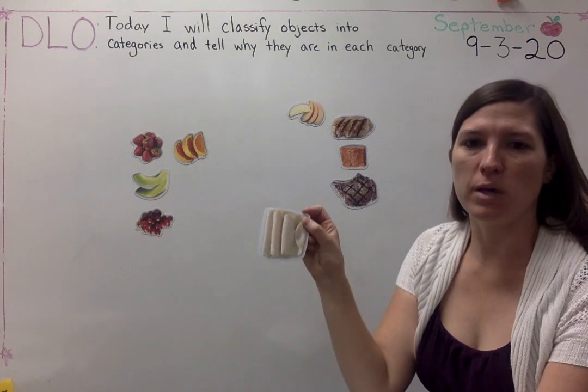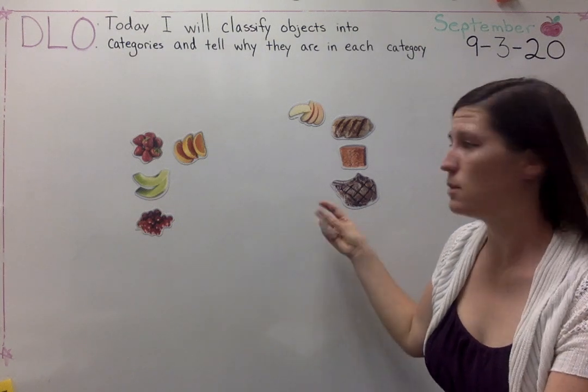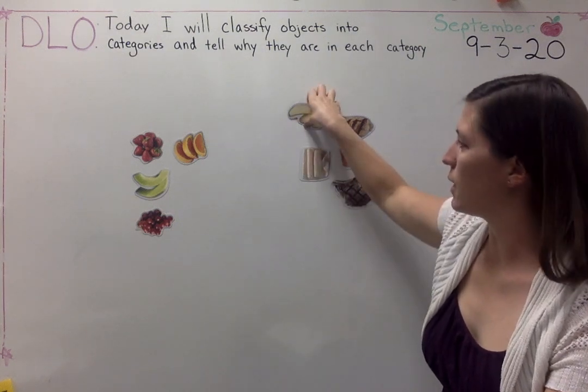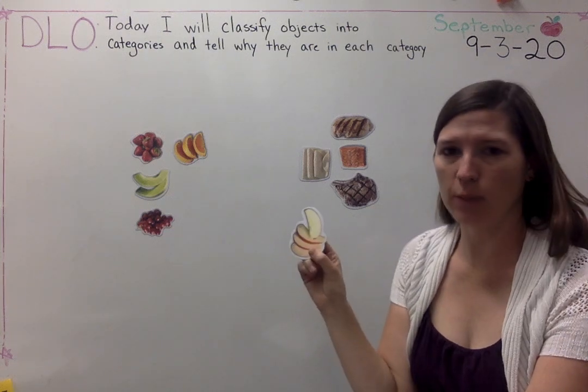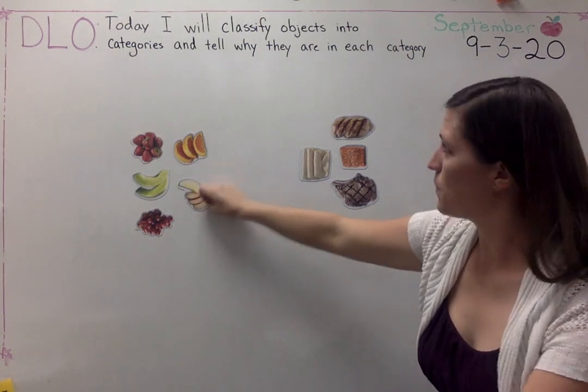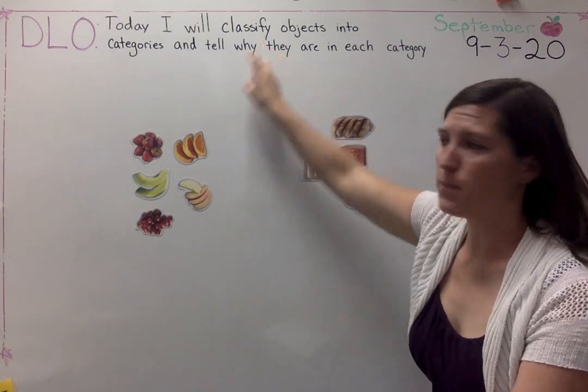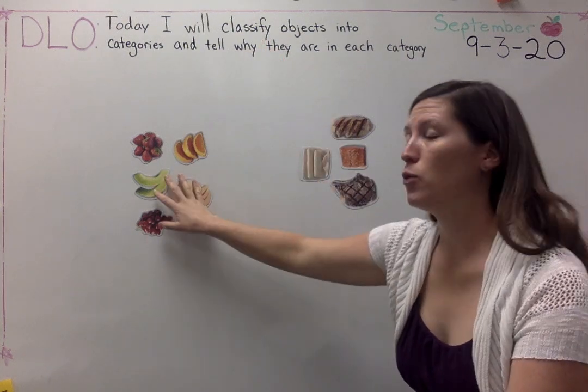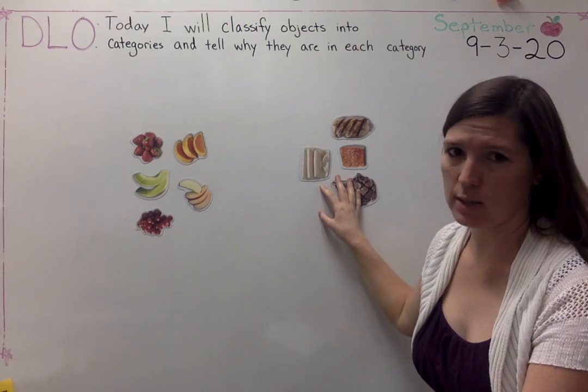What about the turkey meat? The meats. I said turkey meat. And our apple slices. Where should the apples go? Fruits or meat? With the fruits. So we classified them into two groups, fruits and meats.